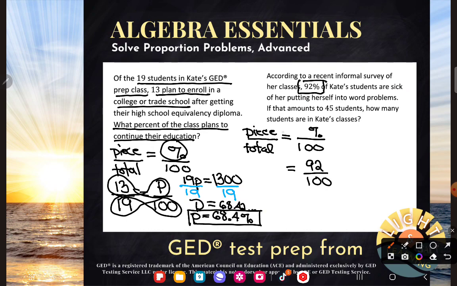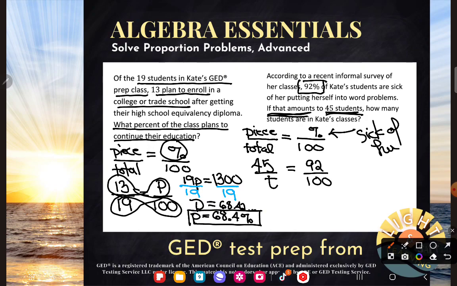92% of Kate's students are sick of her putting herself into word problems. Okay, so the piece that we're talking about then is the sick of her students. If that amounts to 45 students, how many students are in Kate's classes? Okay, so the 45 students we have are the ones who are sick of her shenanigans. So that's the piece we're talking about. And then how many students are in Kate's classes? We're talking about all together in her classes. So that's the total. So the total is the thing that we don't know.